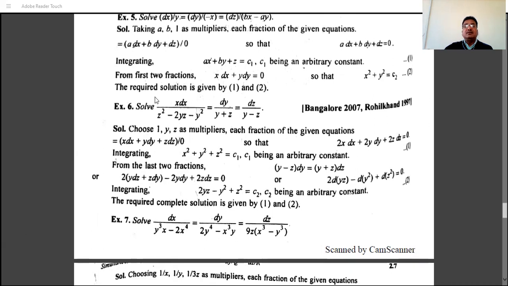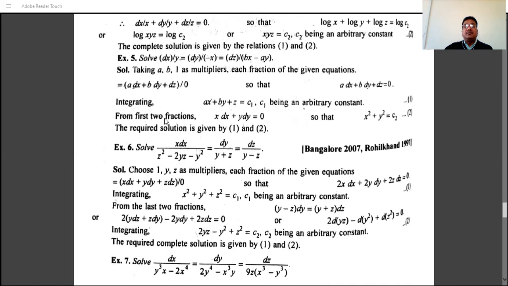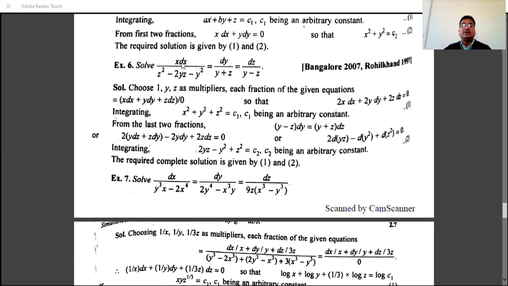Then by considering the first two fractions, that is, z is absent in the first two fractions, after integration we have x square plus y square is equal to C2 as the second. So in this example the first solution is obtained by using method number 2, and the second solution is obtained by using method number 1. So it is a combination of the two methods for this problem, and 1 and 2 give the general solution of the given differential equation.